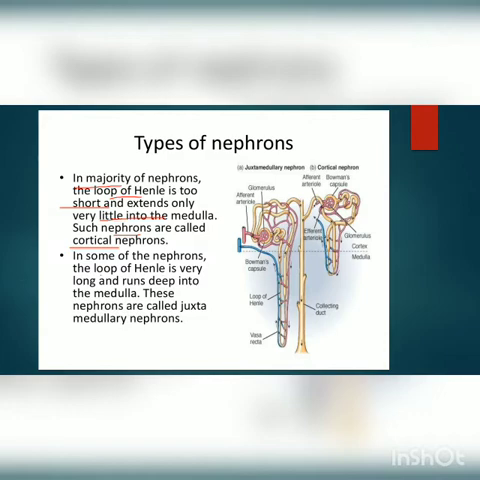In some of the nephrons, the loop of Henle is very long. Like here you can see that the loop of Henle is very long and runs deep into the medullary region. They are known as the juxtamedullary nephron. So these are the juxtamedullary nephrons which have long loop of Henle, and cortical nephrons are those which have the short loop of Henle. Maximum of their parts are located in the cortical region.